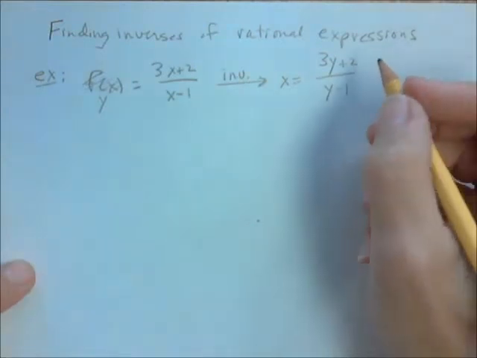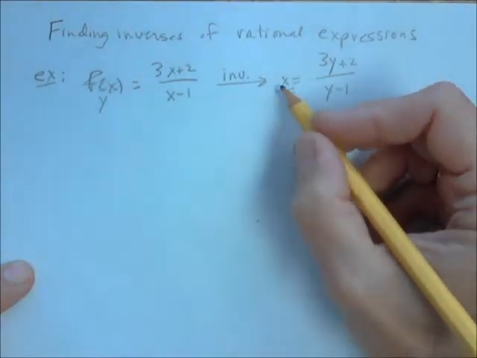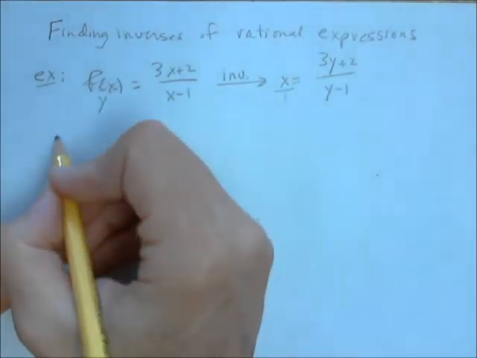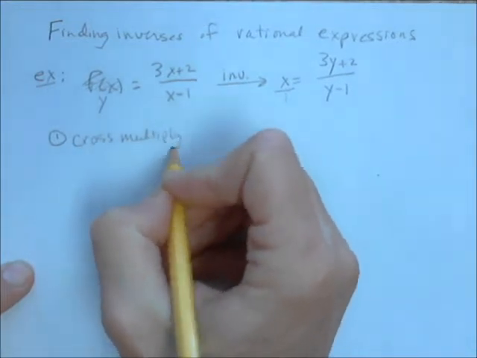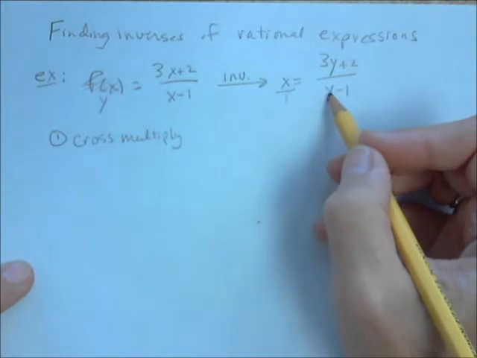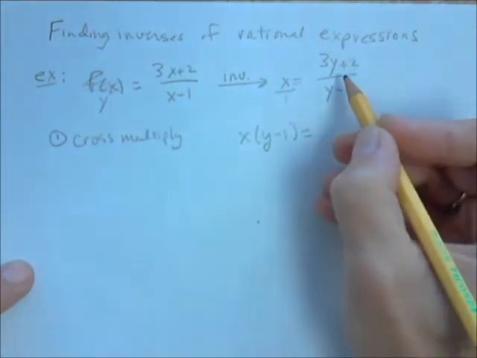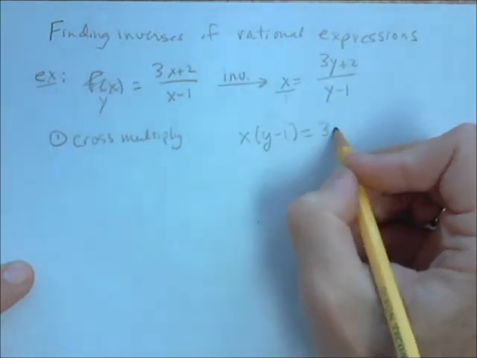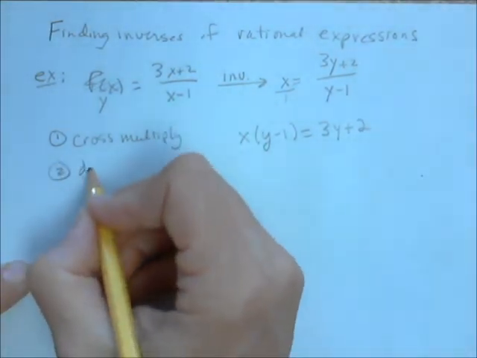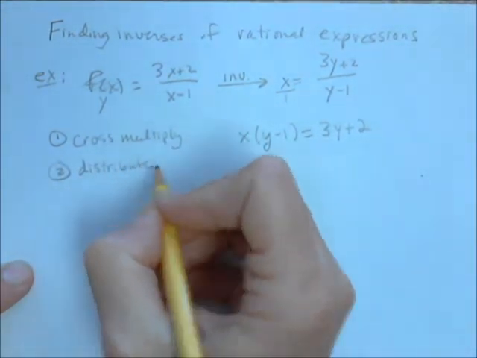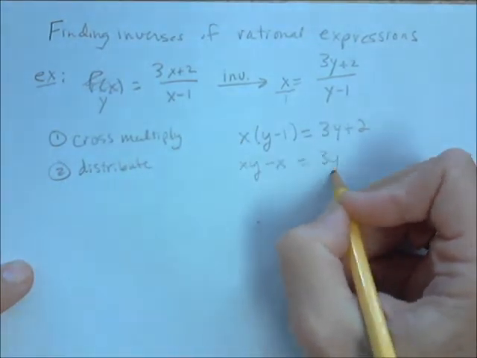So the first step we're going to take is I like to put a 1 underneath the x, and then I cross multiply. And when you cross multiply, you get x times y minus 1 is equal to 3y plus 2 times 1. The second thing you're going to do is distribute. So this becomes xy minus x is equal to 3y plus 2.